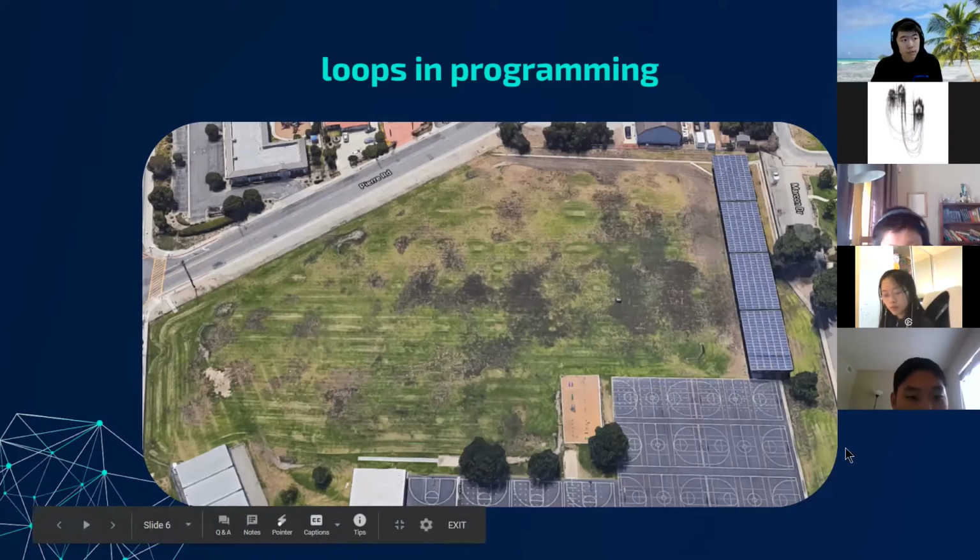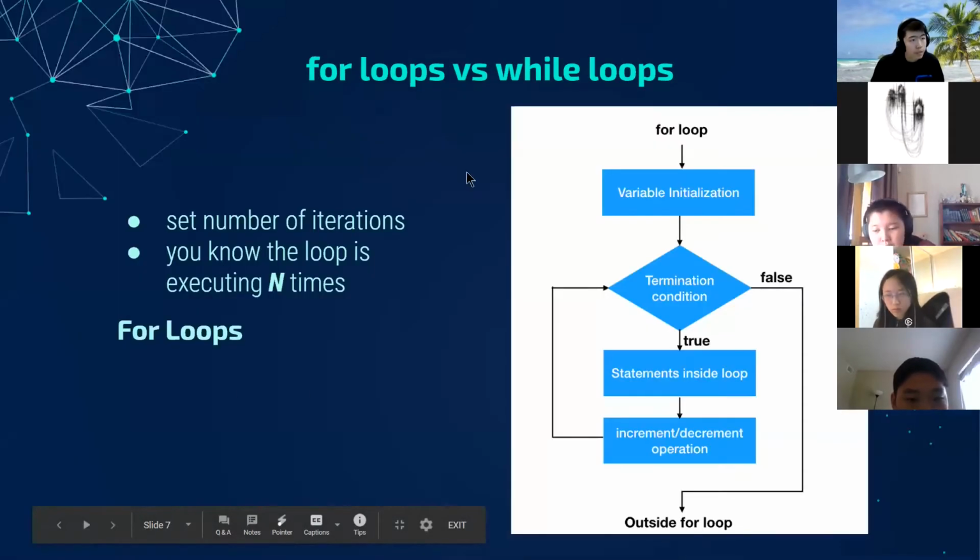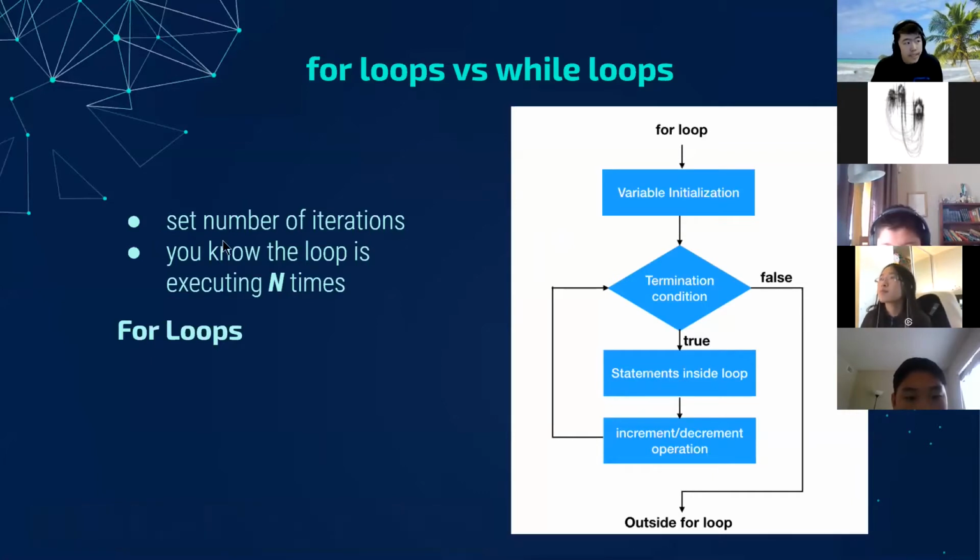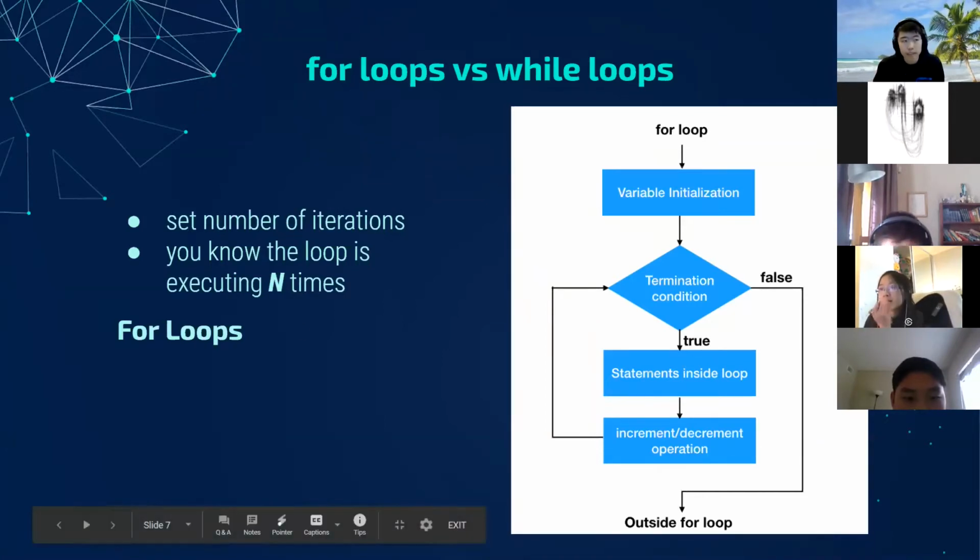The first one is a for loop. So these bullets on the left are pretty important. There's a set number of iterations. Iterations are loops; each loop is one iteration. And you know the loop is executing n times. N is bolded because n is a number, basically. It's like a variable. And there's a diagram of how a for loop works. That was pretty confusing, especially if you haven't seen one of these before.